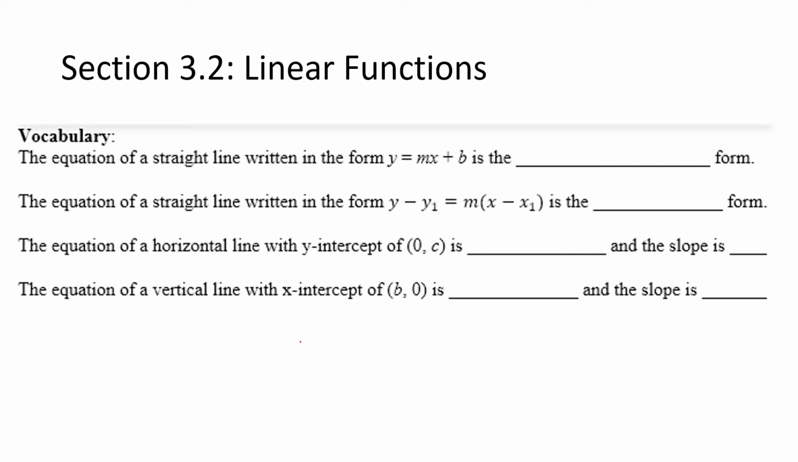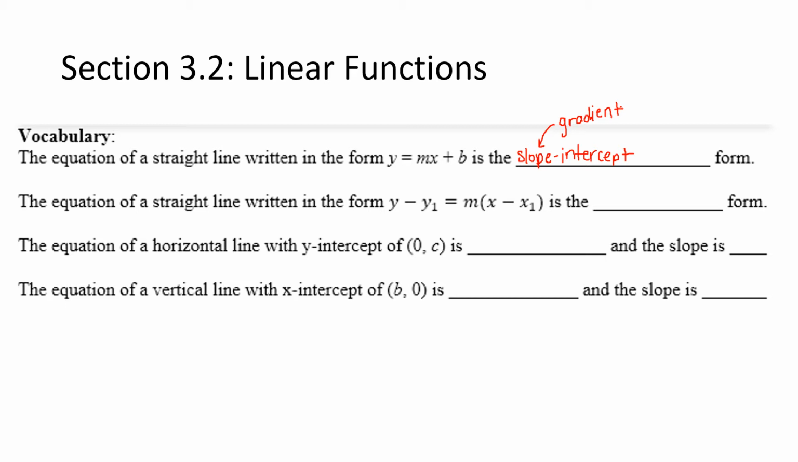In section 3.2, we're going to talk about linear functions. And so just some review of some vocabulary back from Algebra 1. The equation of a straight line written in the form y = mx + b is called the slope-intercept form. In the world of IB, instead of using the word slope, just a reminder once again, they will probably call it gradient intercept form.